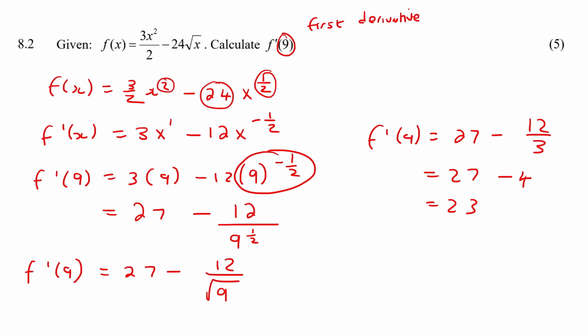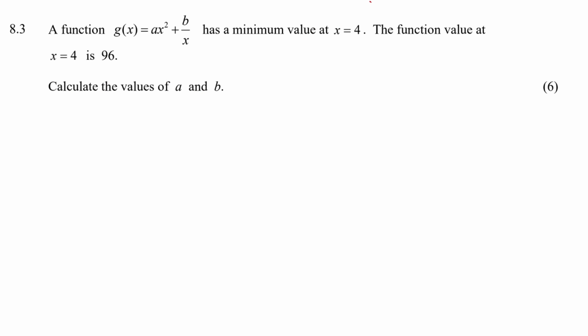A function g of x equals ax squared plus b over x has a minimum value when x is 4. The function value when x is 4 is 96. Calculate the values of a and b. So I know that when a lot of you look at this, it's overwhelming. But look at this, guys. They're telling us that when x is 4, the function value is 96. So when x is 4, the y value is 96. So let's start with that immediately.